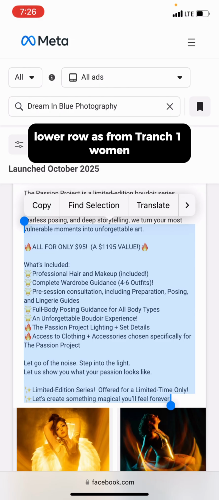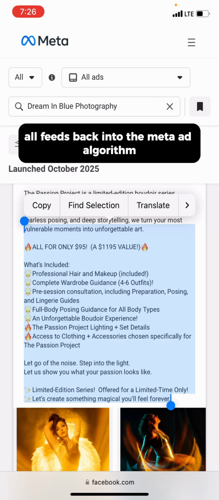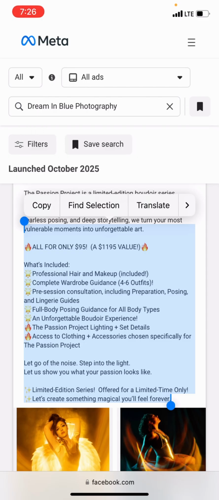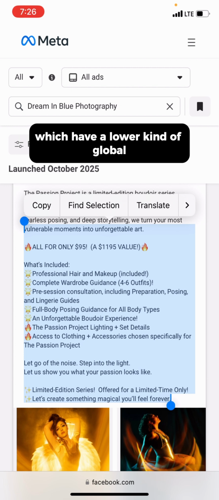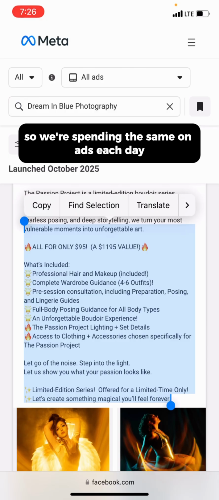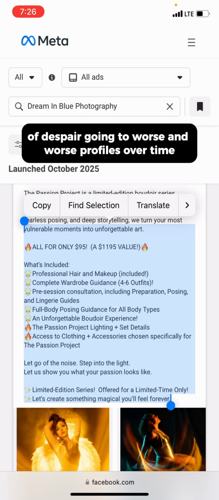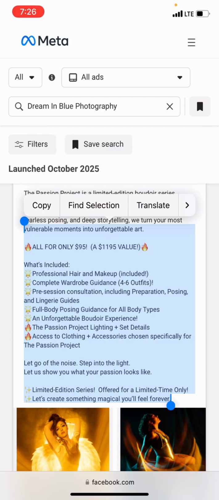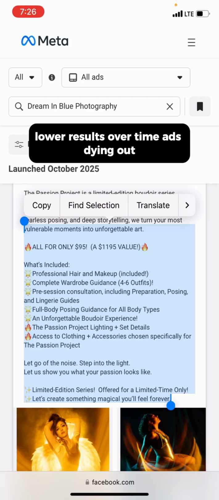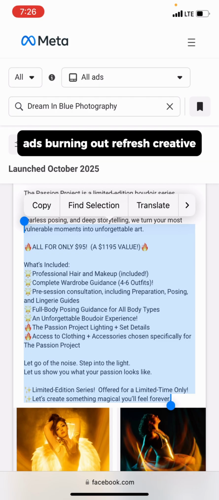lower ROAS from tranche one women, all of which feeds back into the Meta ad algorithm. The ad then goes to lower quality Meta profiles for tranche two, which have a lower global account level conversion rate. So we're spending the same on ads each day, but we're getting less and less sales over time, which again feeds back into the Meta ad algorithm. We're going down the downward spiral of despair, going to worse and worse profiles over time, who convert at a lower rate and are less the right fit for us. Same ad spend, lower, lower, lower results over time. Ads dying out, ads burning out, refresh creative.